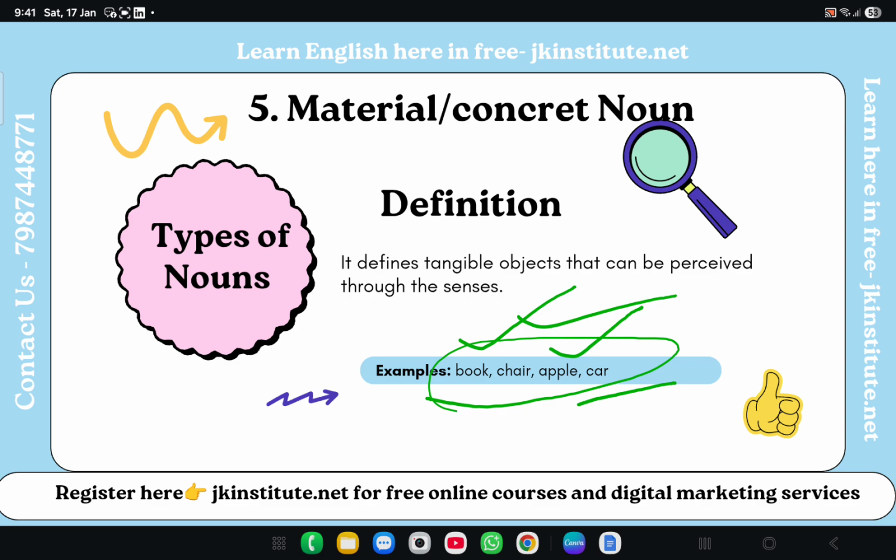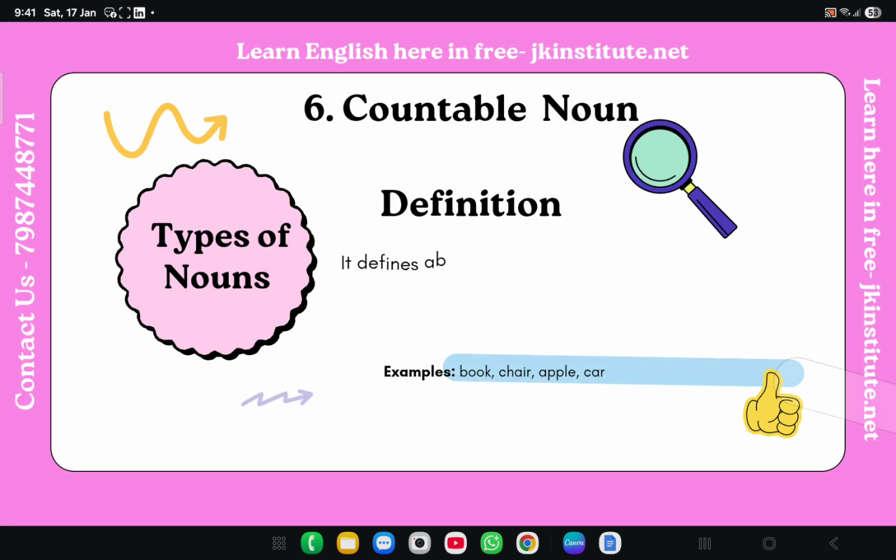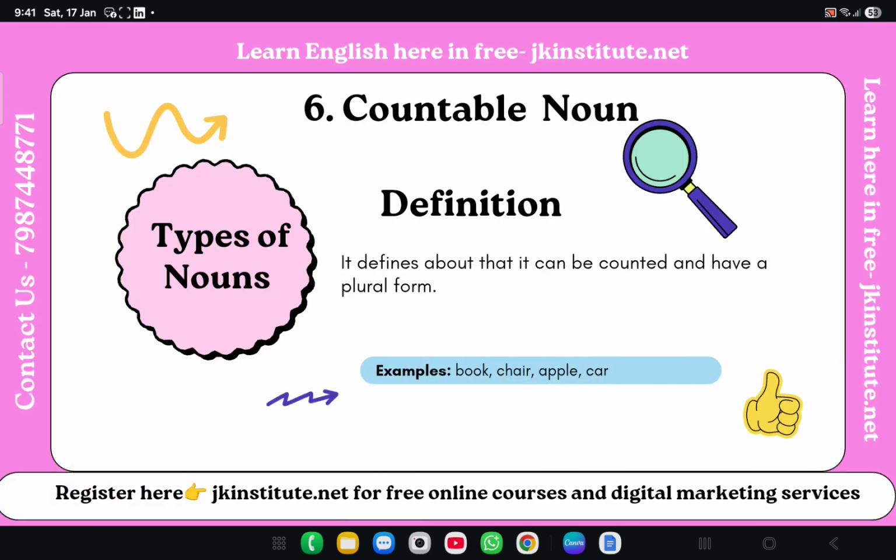Now let's go to another kind of noun, the countable noun. Countable nouns can be counted and have a plural form as well. Here book, books, we can say it is countable. Chair is also countable. Apple, apples. Car, cars. In this way we can count them. Whatever things or people can be counted, all those are countable nouns.